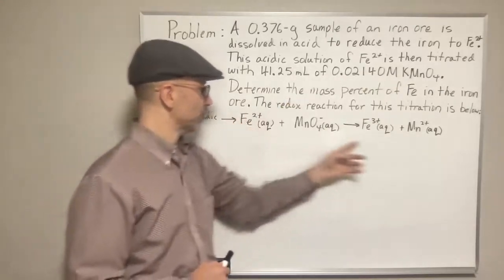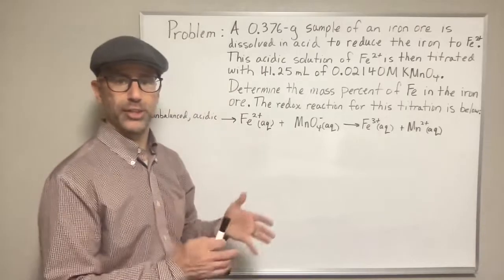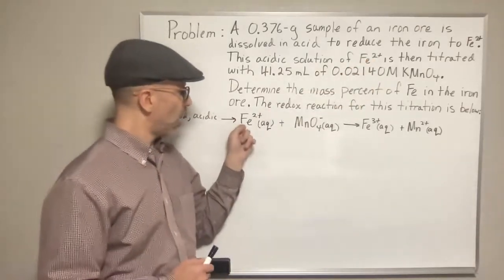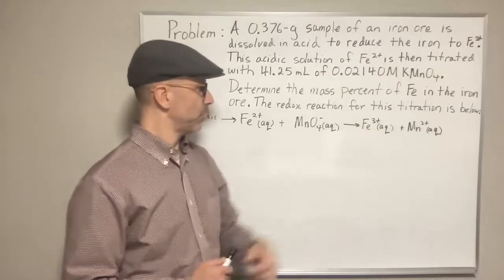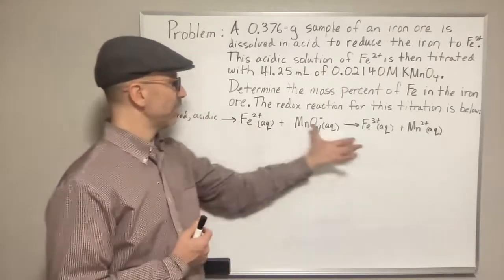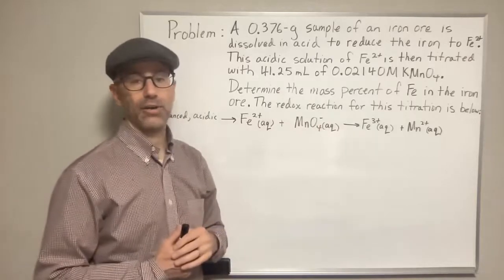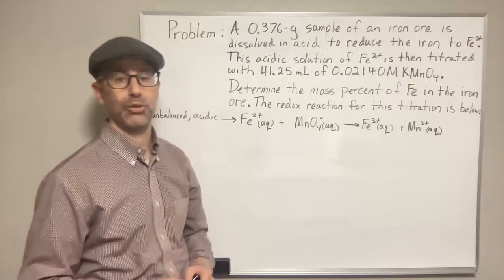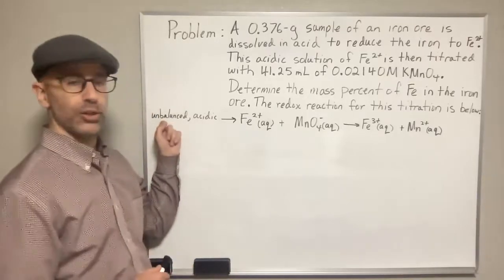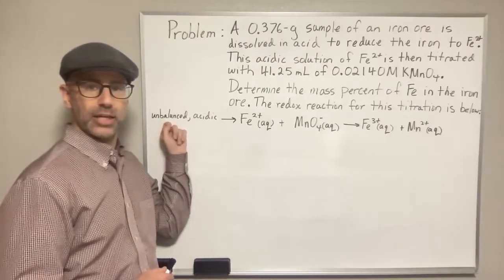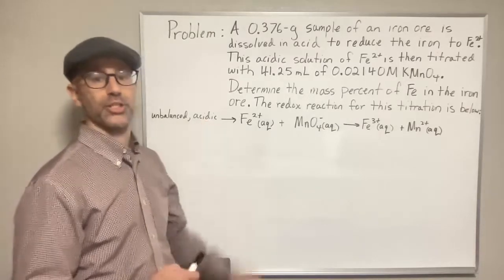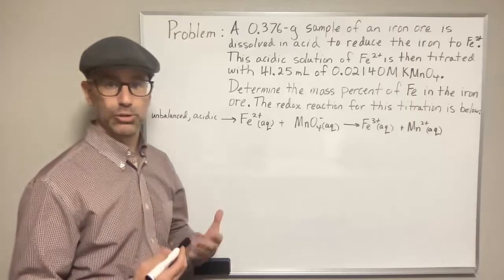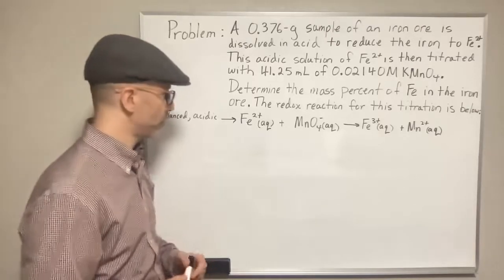So here's the redox reaction that's occurring. When you're titrating your Fe2+, you are converting it into Fe3+. So you've got this equation here, and now you're going to use it to help you do the stoichiometry. But the first step is to balance this equation, because it's unbalanced. It's an acidic solution, so you need to know how to balance a redox reaction in acidic solution. So let's go ahead and do that first.